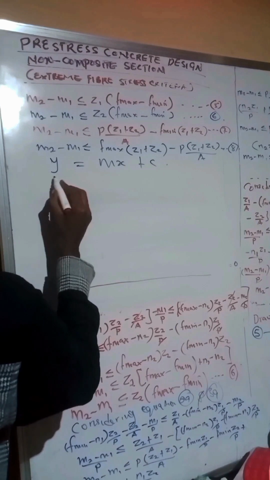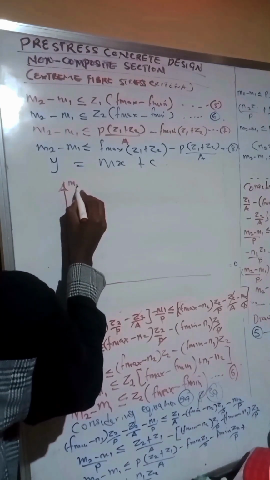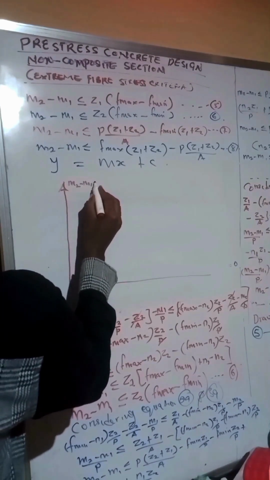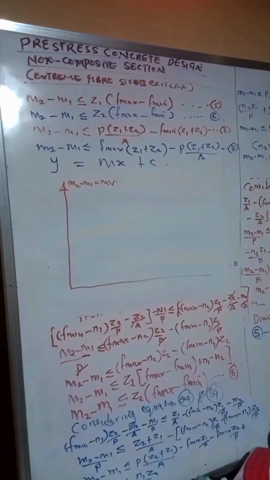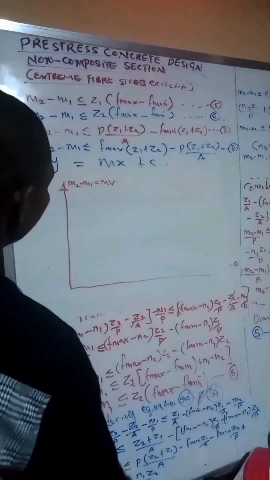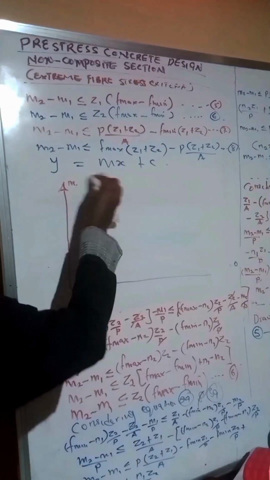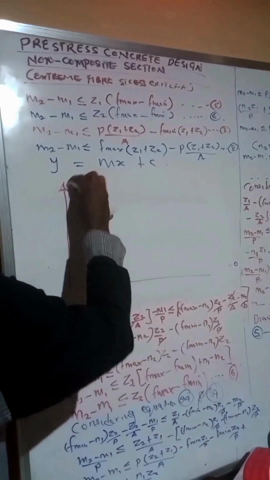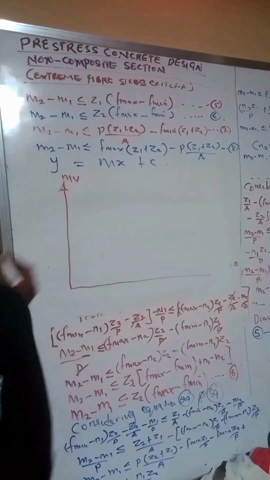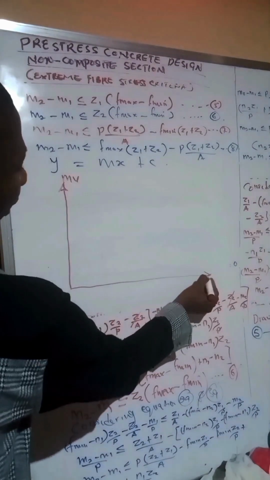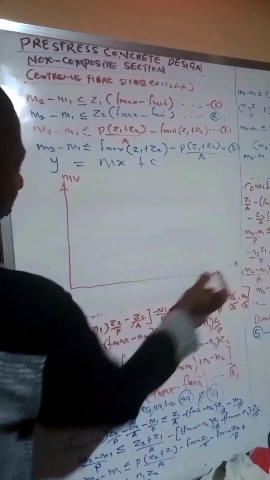Here represents our moment variation, which is m2 minus m1. We can call it moment variation MV. So instead of m2 minus m1, let's just call it MV. On this axis, the x-axis, we have our pre-stressing force P.